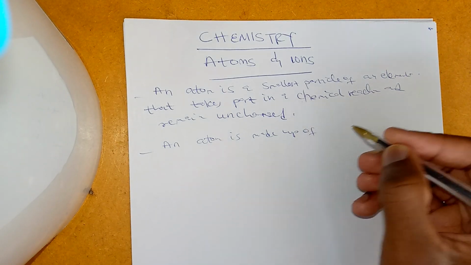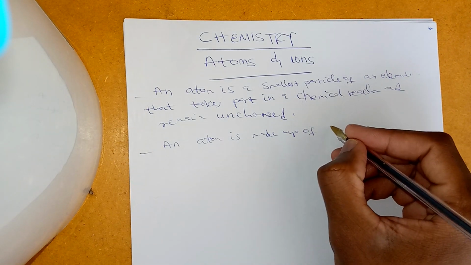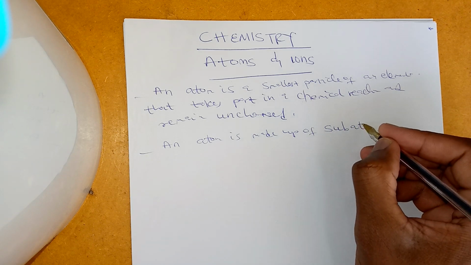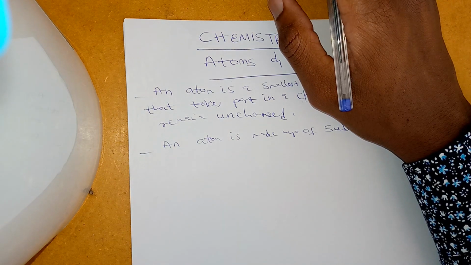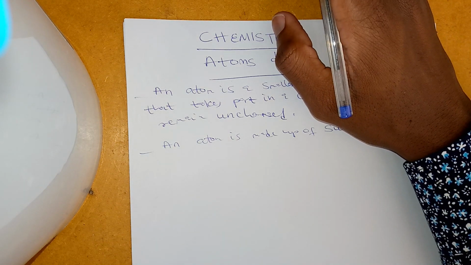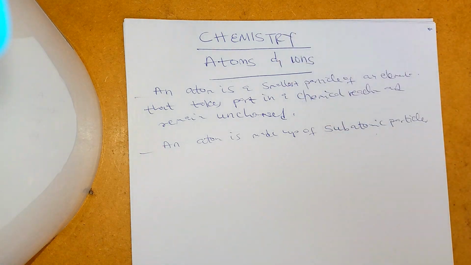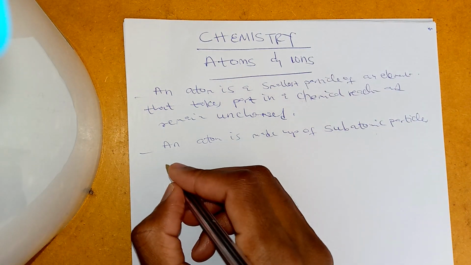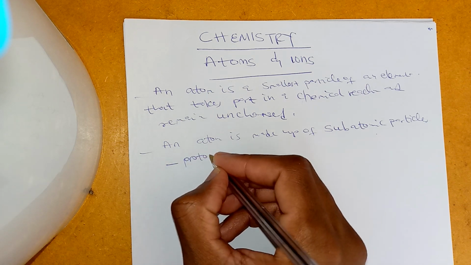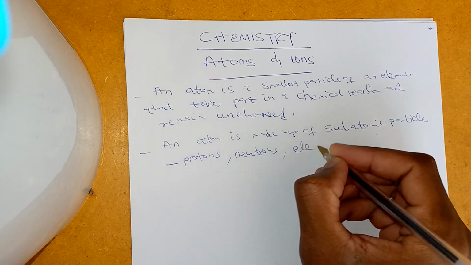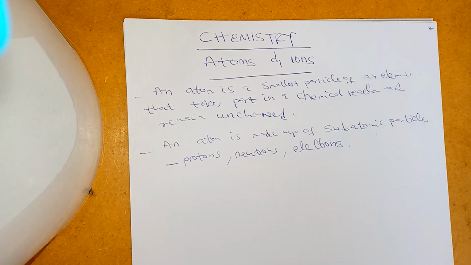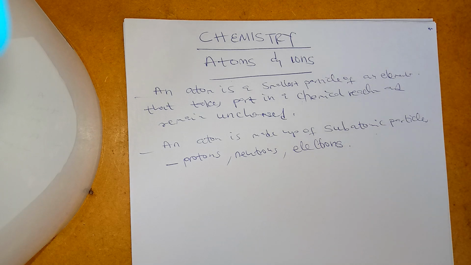Now we have to understand that an atom is made up of what we call subatomic particles. And what are these? We have what we call protons, neutrons, and electrons. Those are namely the protons, the neutrons, and the electrons.